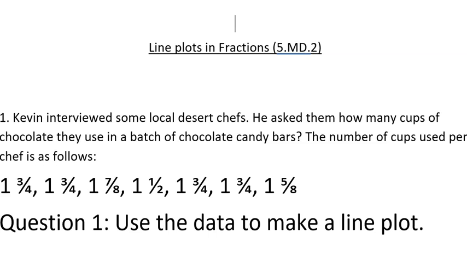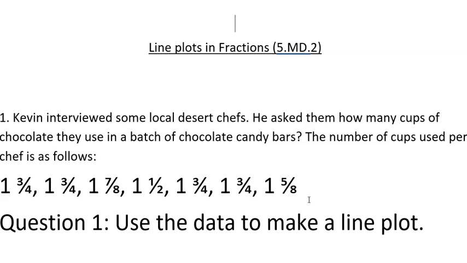The number of cups used per chef is as follows: 1 3/4, 1 3/4, 1 7/8, 1 1/2, 1 3/4, 1 3/4, 1 5/8. Now, from this data presented, you will see that some of the fractions have been simplified. You will see that the denominators are different. But if you can make the line plot the way the data is presented, fine. But some of us get confused when the denominators of the fractions are different.